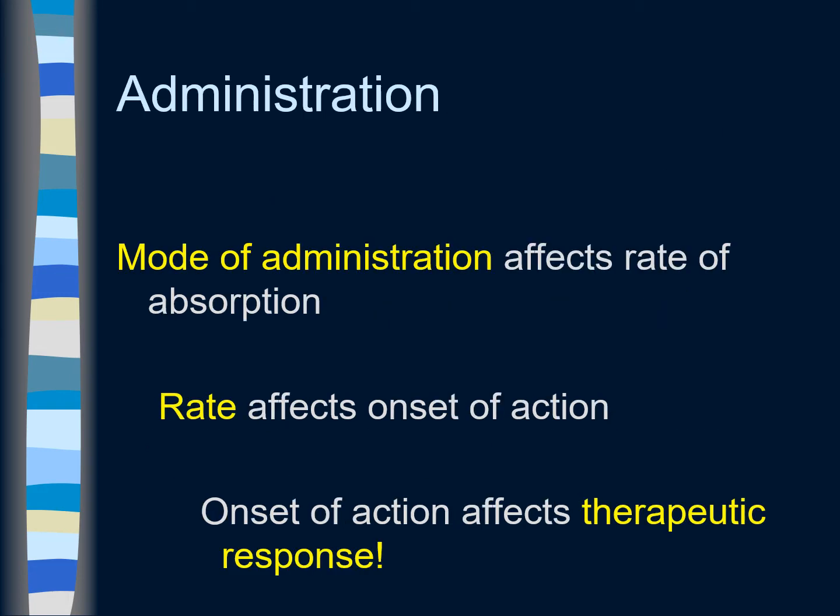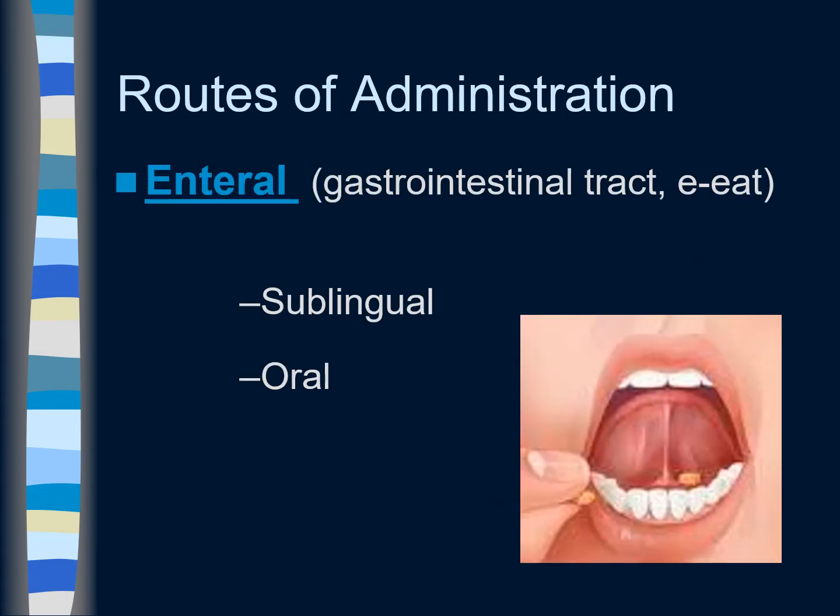The way that you administer a drug will have some impact on the effect of the drug on the target tissue. So the mode of administration, the way that you get it into the human body, affects the rate of absorption. The rate of absorption will then in turn affect the onset of action, and the onset of action is what affects the therapeutic response that we're looking for. Routes of administration can be further subclassified into two main categories, enteral and parenteral.